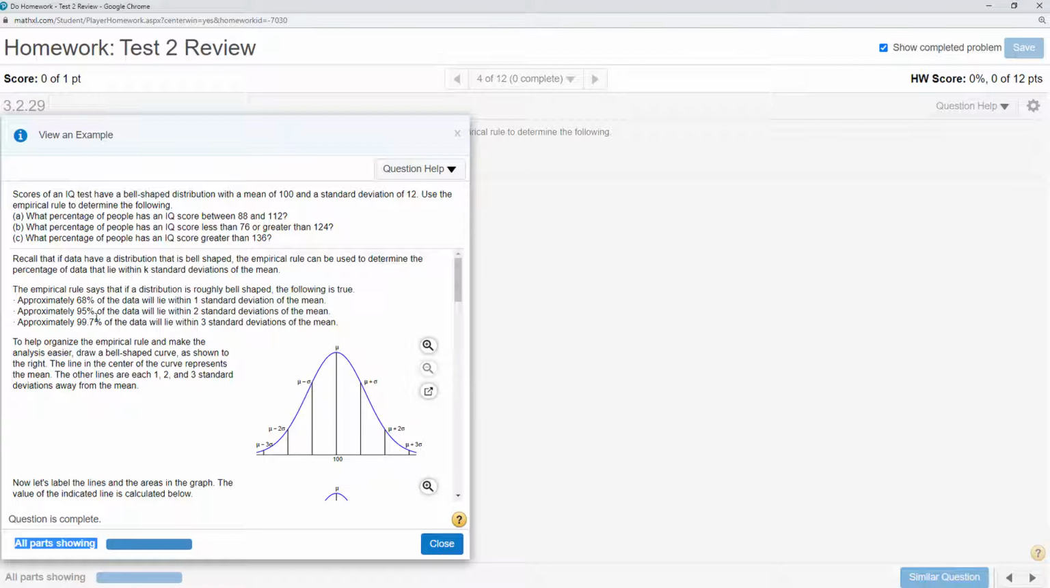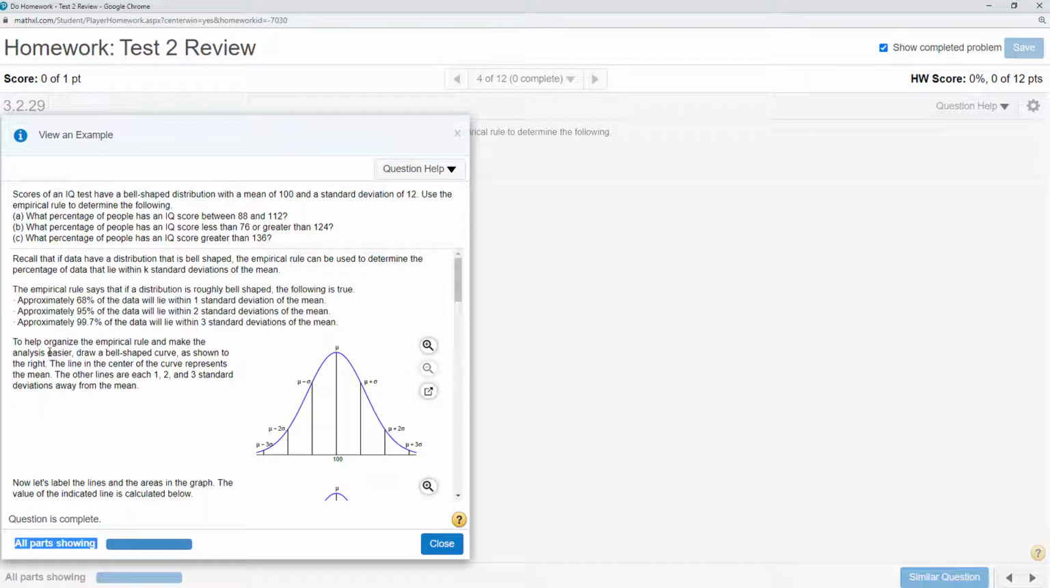Approximately 95% of the data lie within two standard deviations of the mean. That would be the mean plus two deviations, or the mean minus two deviations. So you can find 95% of the data within two deviations of the mean. And 99.7% of the data lie within three deviations of the mean. That would be the mean plus three deviations, or the mean minus three deviations.